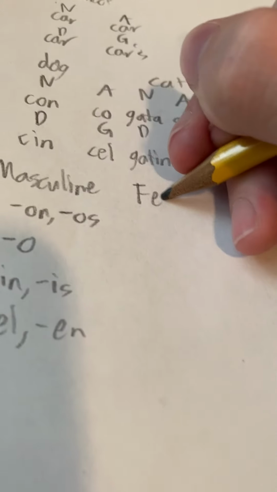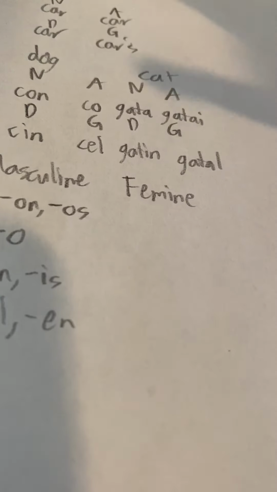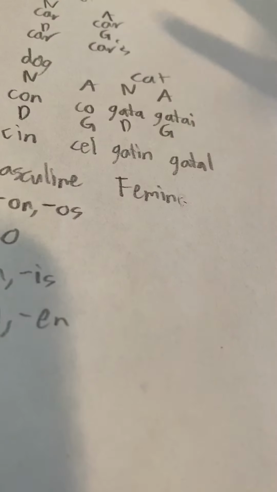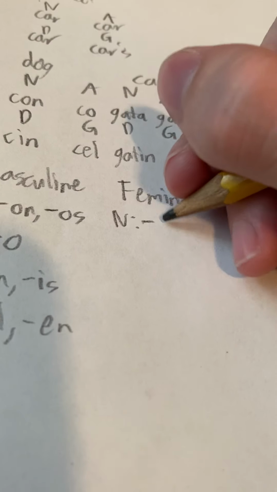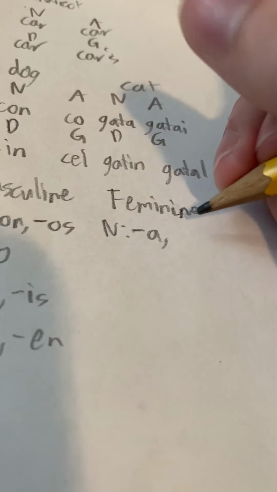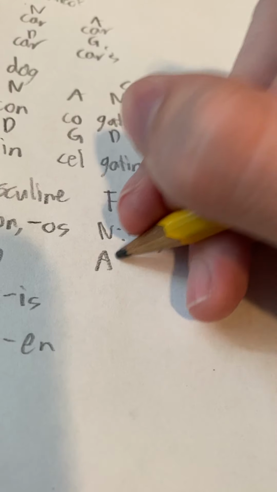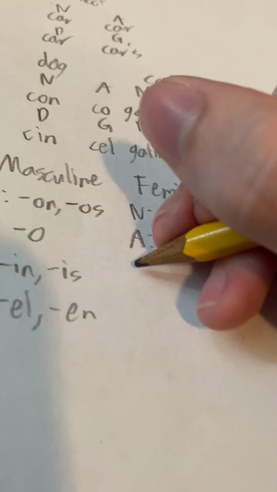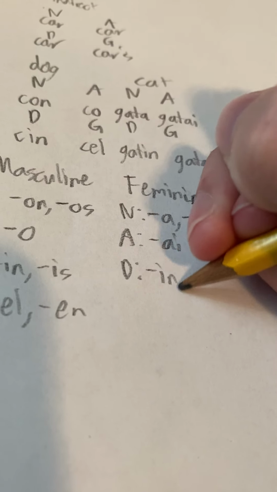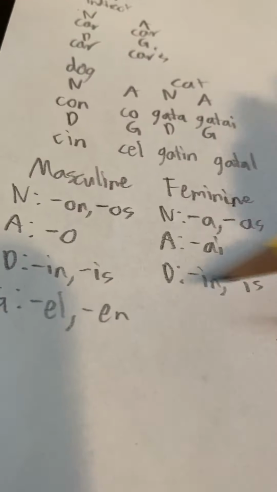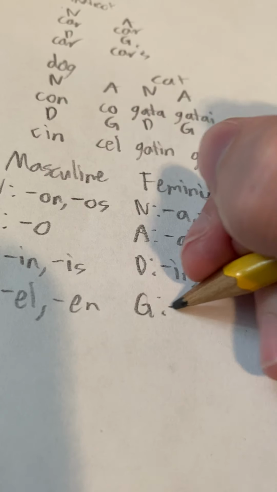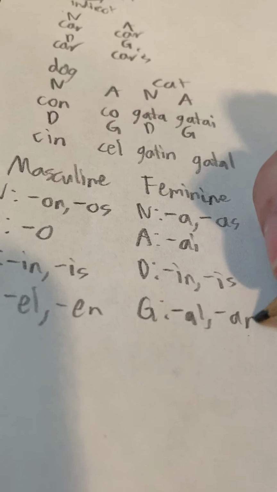Then the feminine endings. The nominative singular is a, then as. The accusative ending is i. The dative is in, is. It's the same. The dative is the same for both. And then genitive is al and an.